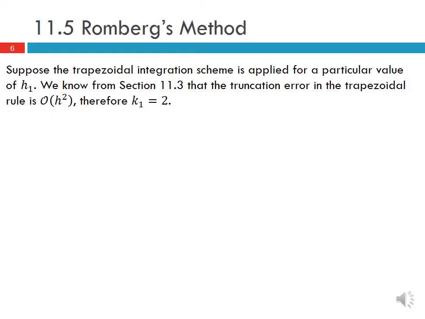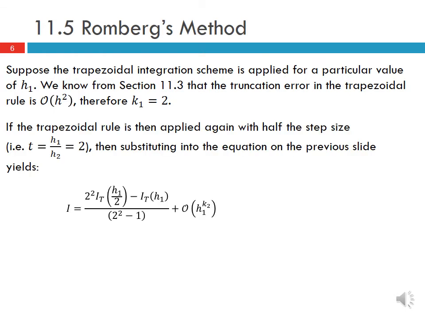So suppose the trapezoidal integration scheme is applied for a particular value of h1. We know from section 11.3 that the truncation error in the trapezoidal rule is order h squared. Therefore, K1 is equal to 2. If the trapezoidal rule is applied again with half the step size, so t in this case, h1 over h2, is equal to 2, then substituting into the equation in the previous slide yields the expression shown here. So it was t, which is 2, to the power of K1, which is also 2, multiplied by our higher accuracy estimate, which is with the step size of h1 over 2, minus our lower accuracy estimate, which is with the step size of h1, divided by t to the power of K1 minus 1. And the order of this is now h to the power of K2.